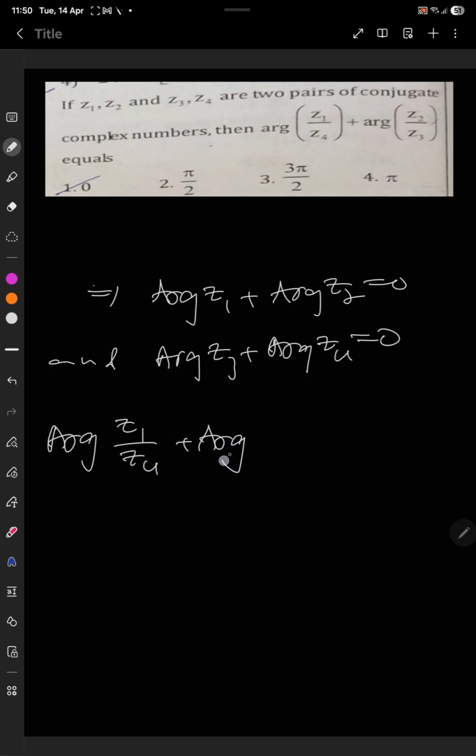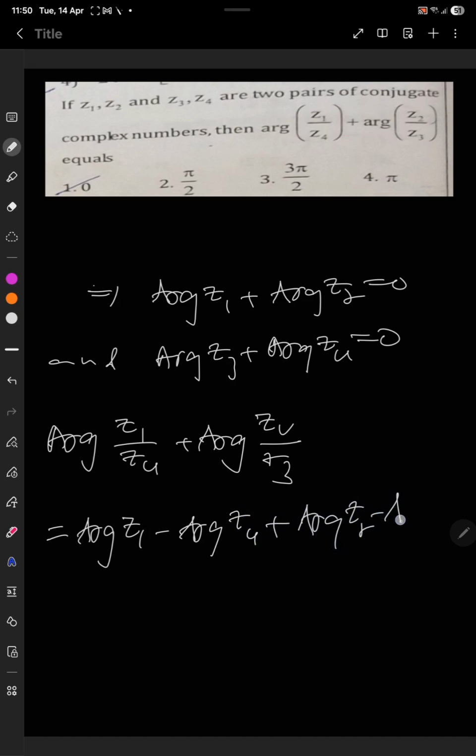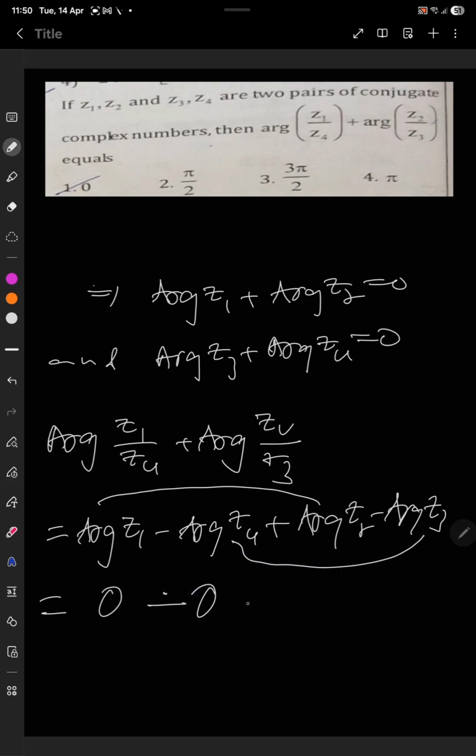plus arg z2 by z3, that is arg z1 by z4 is arg z1 minus arg z4, plus arg z2 by z3 is arg z2 minus arg z3. Arg z1 plus arg z2 is 0. By taking minus common, arg z4 plus arg z3 is also 0. So 0 minus 0, that is equal to 0. First option.